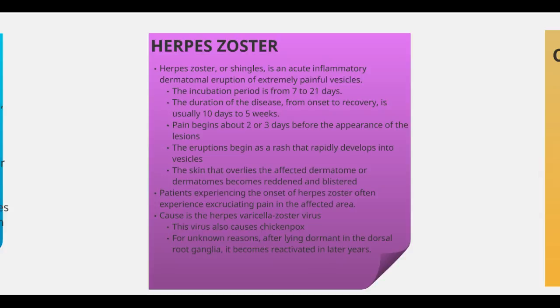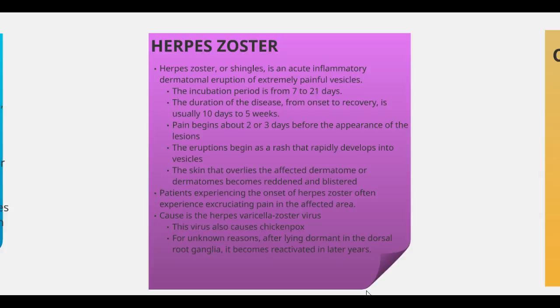The pain begins about 2 to 3 days before the appearance of the lesions, and the eruption will begin as a rash, and then it rapidly develops into the vesicles. So the skin that overlies the affected dermatome or dermatomes becomes reddened, and then it blisters. Patients who experience the onset of herpes zoster often experience this excruciating pain in the affected area. I mean, it's difficult to sit down, it's difficult to lie down, showering is excruciating. It's very, very painful from what I understand to have shingles.